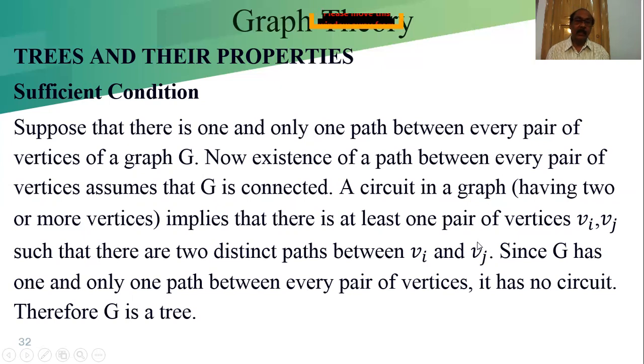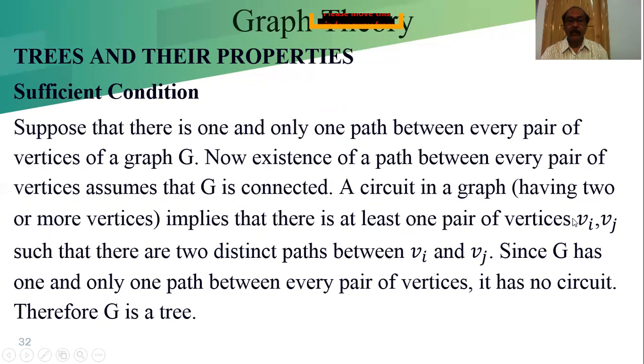Let us consider if there is a circuit between the two vertices Vi and Vj. That means there exists more than one path between the vertices Vi and Vj. But since G has only one path between every pair of the vertices, as per our consideration, we can conclude G has no circuit. Therefore, G is a tree.